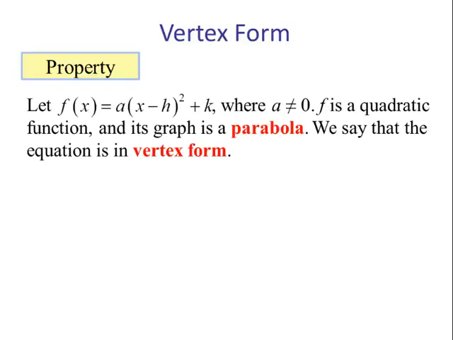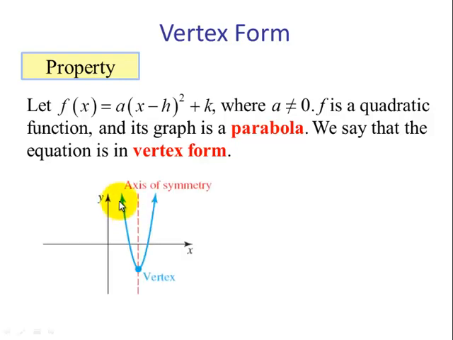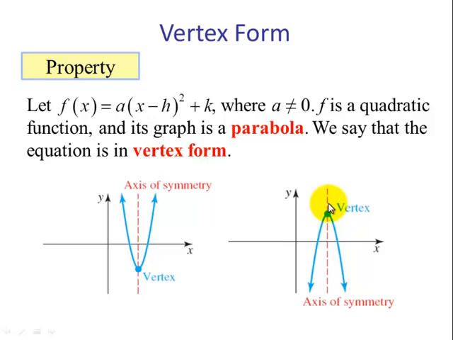Let f of x equal a times the quantity x minus h squared plus k, where a is not equal to 0. F is a quadratic function and its graph is a parabola. We say that the equation is in vertex form. A big property of a quadratic is one of symmetry. The vertex will either be a minimum, as in this case, or a maximum, in this case. And the vertex is always on this axis of symmetry.